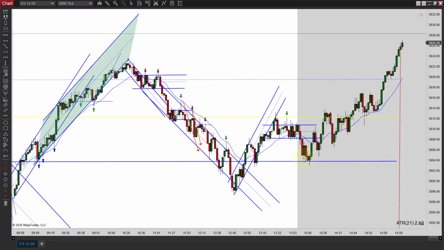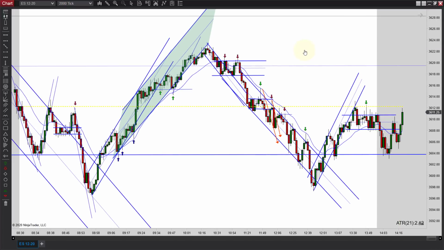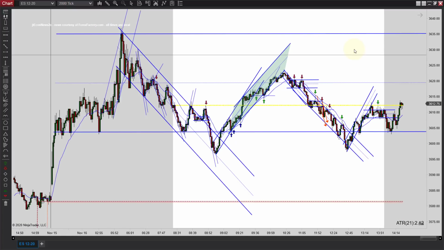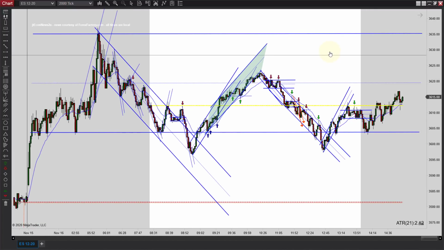We touched it, but we didn't get instant rejection here. We kind of hung around, and notice it takes a little while before it rockets on up again. So you want to see rejection. Hopefully that makes sense.